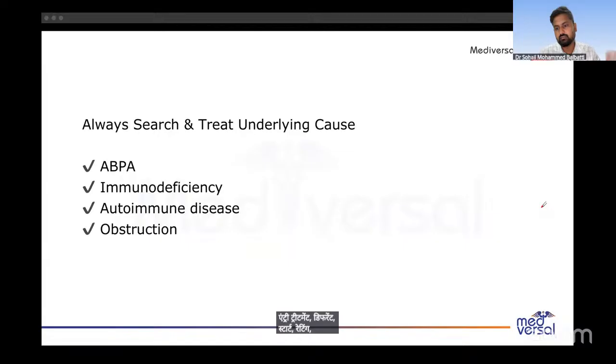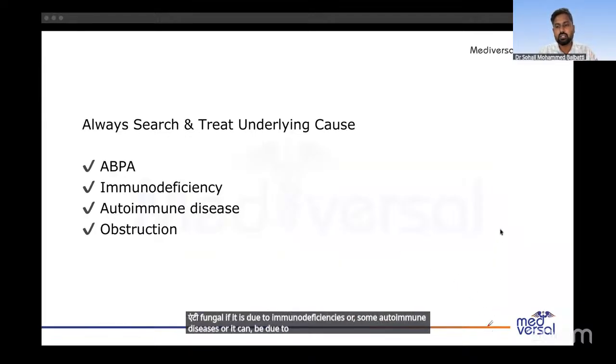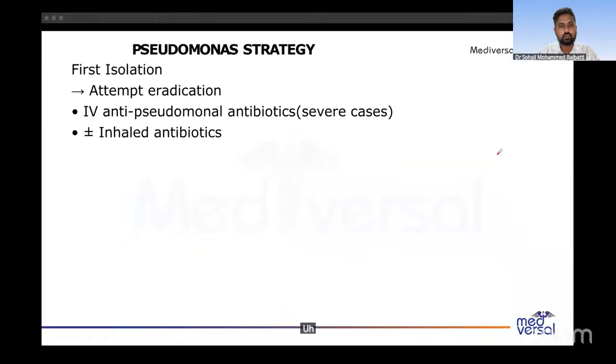And if needed in refractory or severe cases, we have to go for antifungal. If it is due to immunodeficiencies or some autoimmune diseases, or it can be due to obstruction, it can be a localized obstruction. So all these things can be given in case of search and treat the underlying cause.